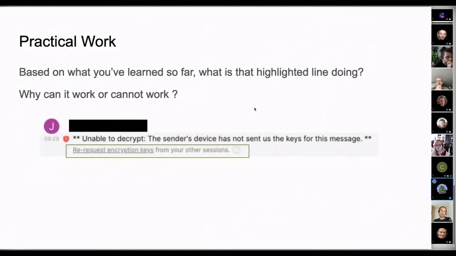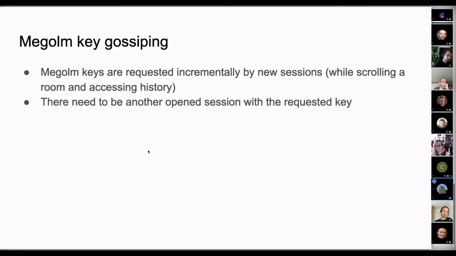So a quick practical word. I'm going to go fast on this one. You might have noticed that when there is an unable to decrypt, you see this request encryption keys link. So basically, this is doing that. When I click on that, it's asking my other sessions, hey guys, I missed that key. Would you please send it to me? It's requesting the keys for that message. So to sum up, Megolm keys are requested incrementally by a new session while you scroll in a room, and there needs to be another open session with the requested key.